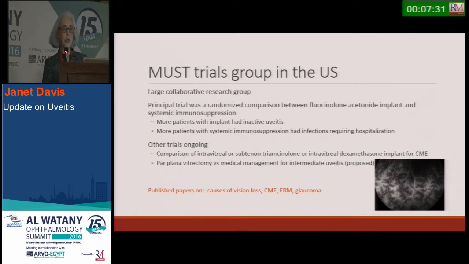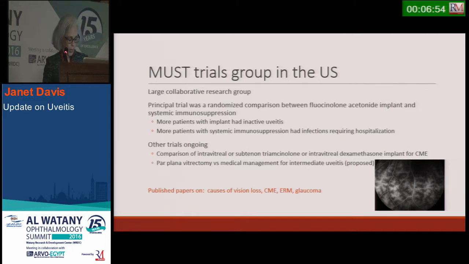The MUST Trials group is still going strong. They did a huge trial, randomized comparison between the fluocinolone implant and systemic immunosuppression. It's now in year 7. They found that patients who got the implant are perhaps seeing 5 letters less than the patients who got the systemic immunosuppression. Most of the uveitis doctors are like, okay, so what, who cares? But it's amazing that you could have the integrity of data and the quality of research to actually follow patients for 7 years and be able to come to such a conclusion on such a fine point of a clinical outcome.